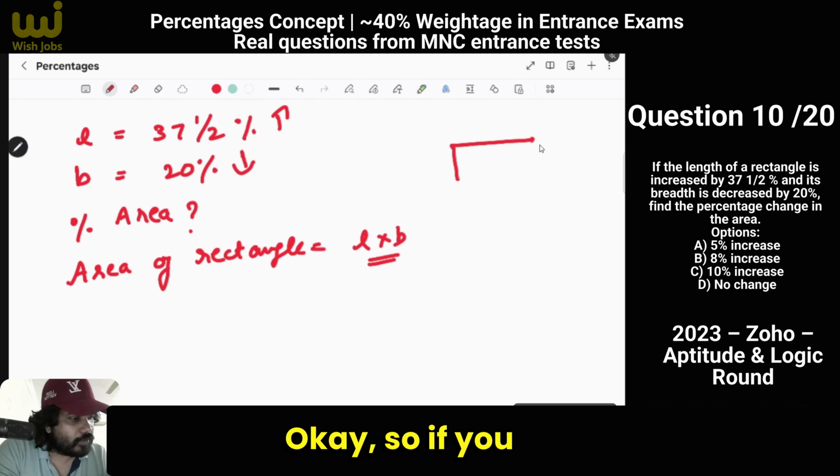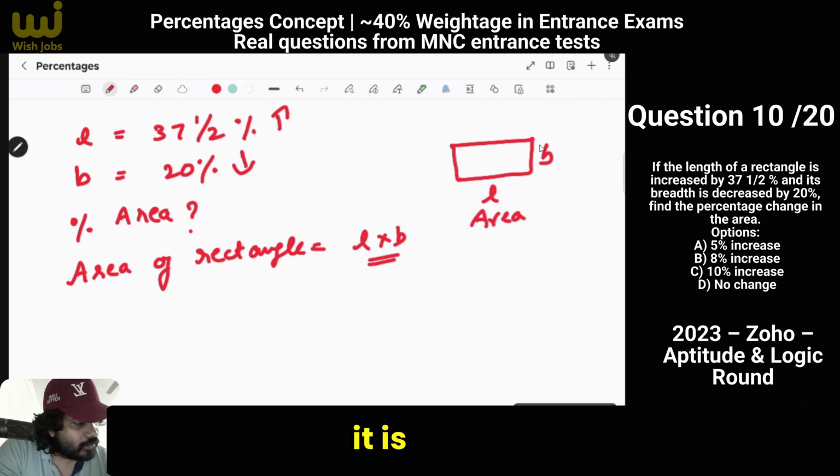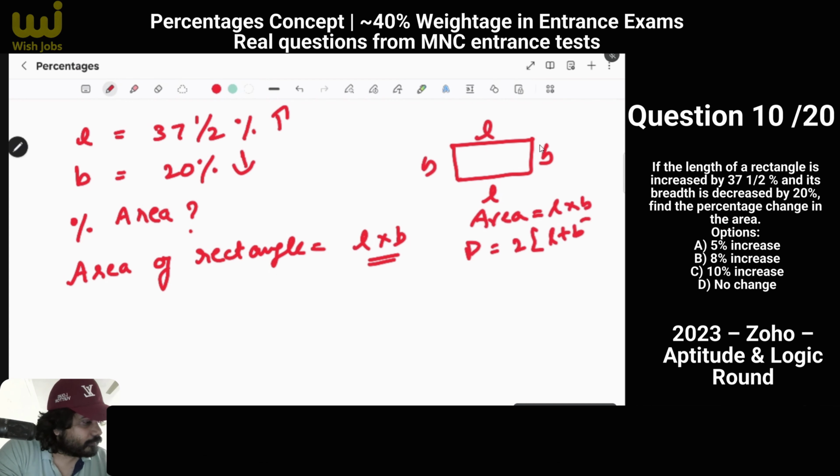Okay, so if you have a rectangle, to find the area, it is L into B. If you want the perimeter, it would be 2 into (L plus B). Cool. Okay, great.